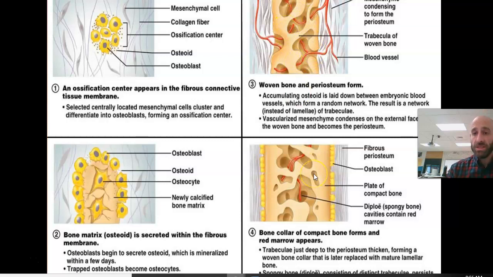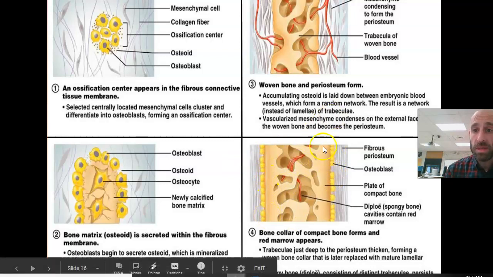And then in this final stage here, you can see the osteocytes have formed. We can see the periosteum is this outer layer here, and these are osteoblasts, which are laying down bone. And what you end up with is spongy bone in the middle and compact bone to the outside.